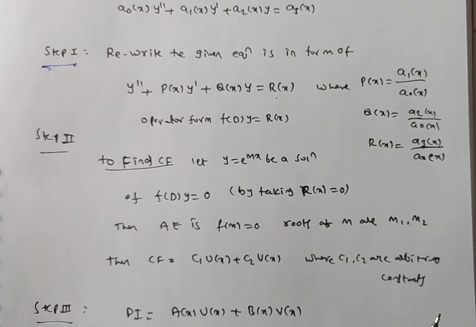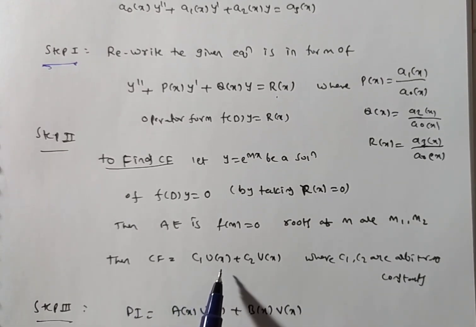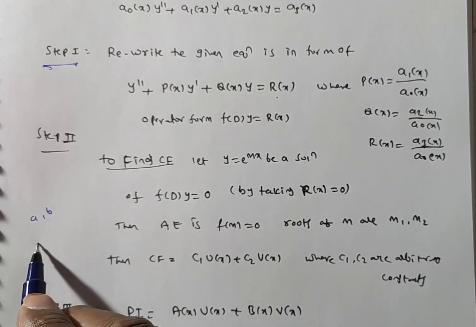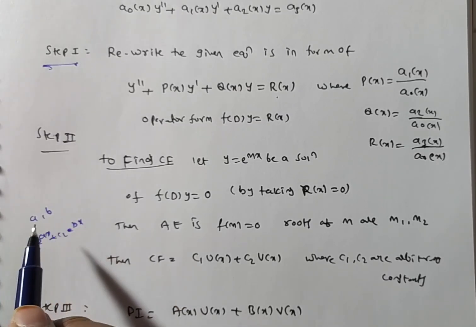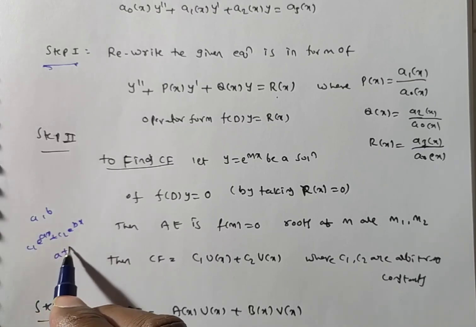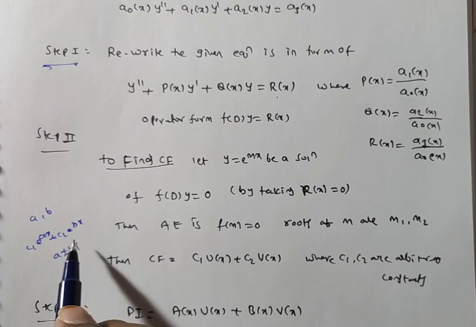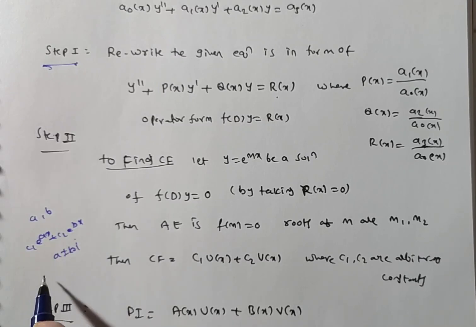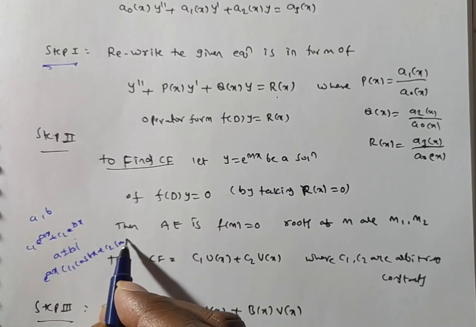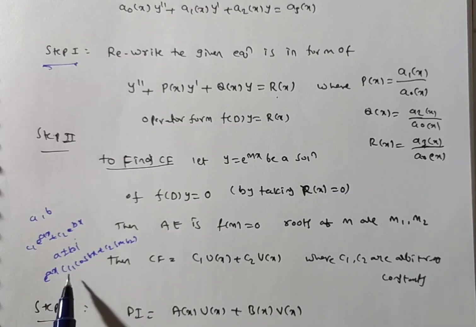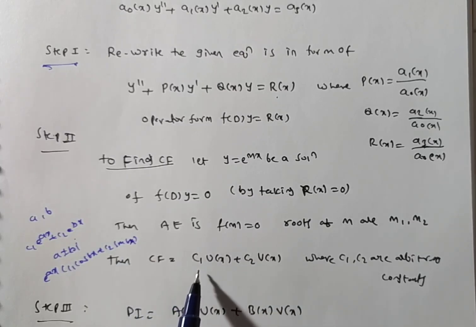If you have two roots, then the complementary function you can write in the form c1 u of x plus c2 v of x. How can you write this? Friends, if the roots are a comma b, then you will have c1 e power ax plus c2 e to the power of bx. Roots may be real and repeated, or else roots may be imaginary. In this case the roots are real. If the roots are a plus or minus ib, the complementary function is e power ax into c1 cos bx plus c2 sin bx. You can also write c1 into e power ax into cos bx, c2 into e power ax into sin bx. Yes or no? So the final complementary function you can compare with c1 u of x plus c2 v of x.